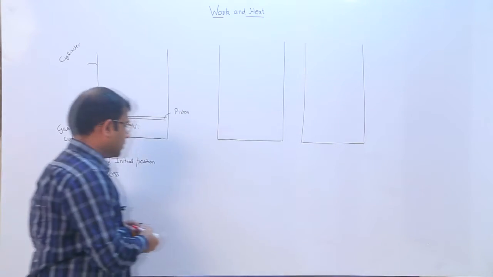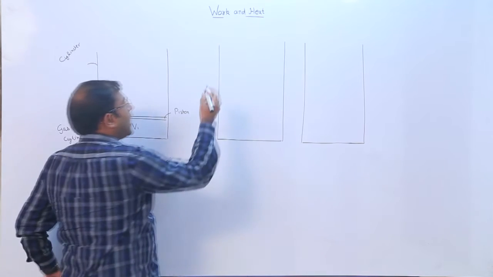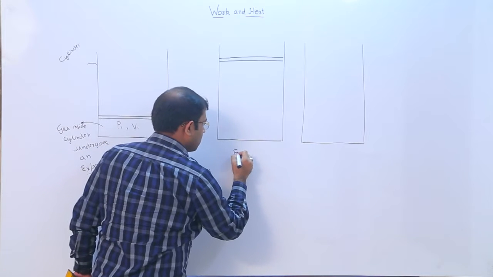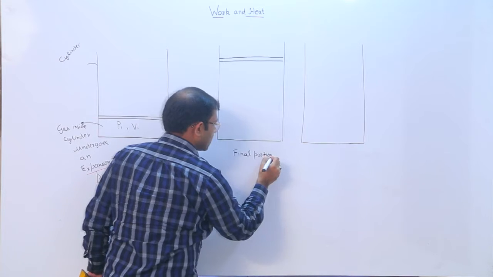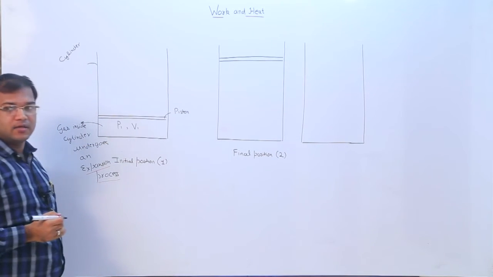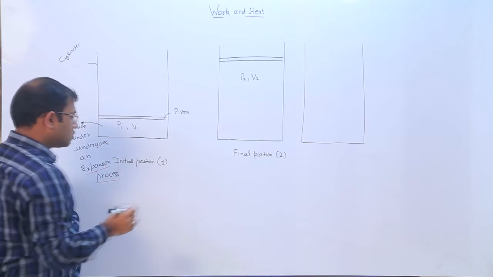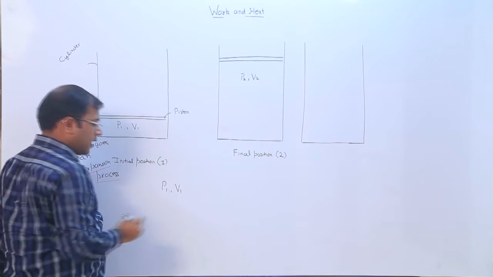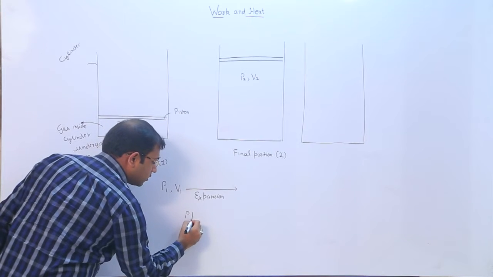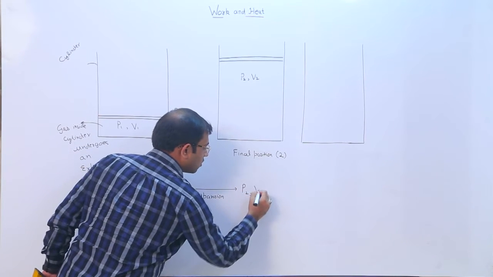Now see students, this is very important, expansion process. Now what happens in expansion? Let after expansion the final position of the piston be somewhere here. So this is our final position. Let initial position be represented by state 1 and the final position be represented by state 2, and at this point the pressure here be P2 and the volume be V2. Fine. So earlier it was P1, V1 and there is an expansion, and during expansion the pressure will decrease and the volume will increase, and let the final condition be P2, V2.